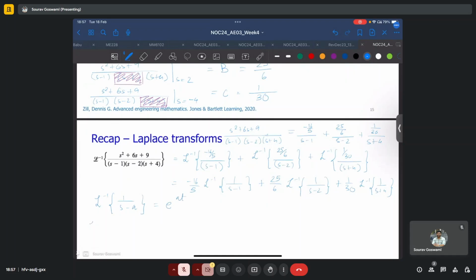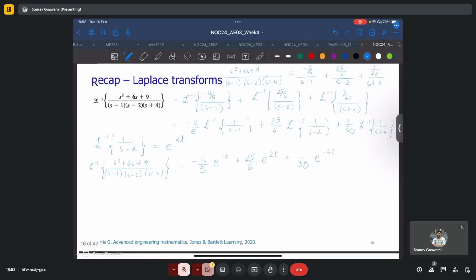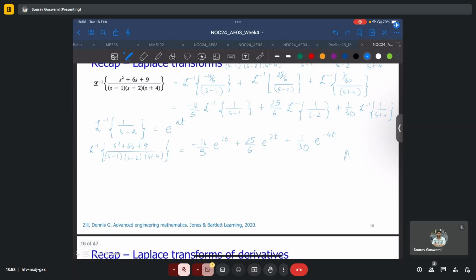This will give us the inverse Laplace of s square plus 6s plus 9 by s minus 1 times s minus 2 times s plus 4 equal to minus 16 by 5. Here a is equal to 1, so e power 1t, plus 25 by 6, here a is equal to 2, e power 2t, plus 1 by 30, here a is equal to minus 4, e power minus 4t. And indeed, this is the answer that we are looking for.